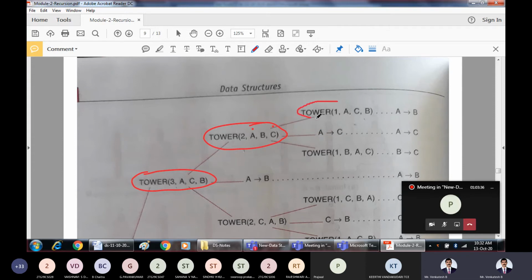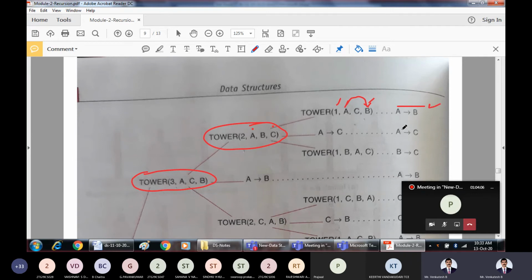Similarly, next we have only one disk. What is the procedure? This recursive solution you have tried. We know that only when there is one disk, we directly take that disk and move it to the destination. So what is the number of disks here? 1 is the number of disks. What is source? A is the source. What is destination? B is the destination. So directly take the disk and move it to the destination. So that's what we have written. Move A to B. That is the first step.